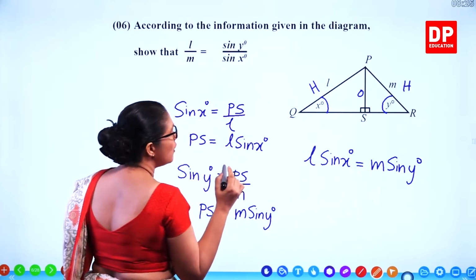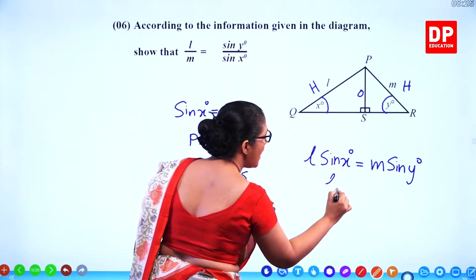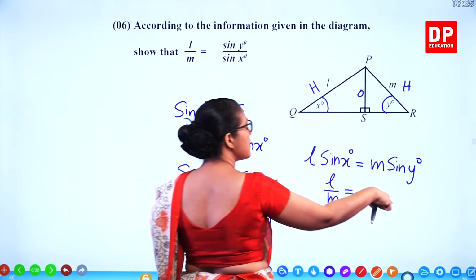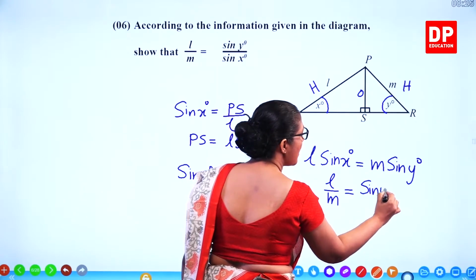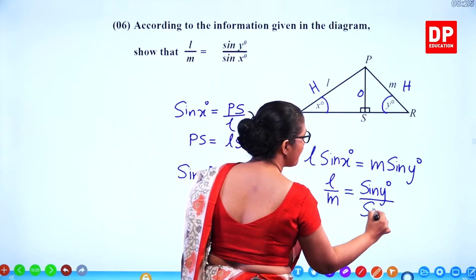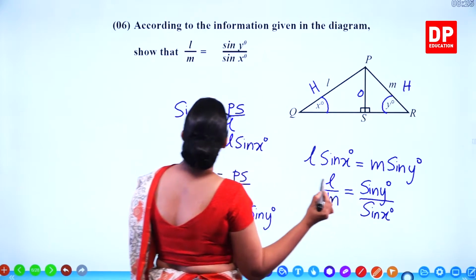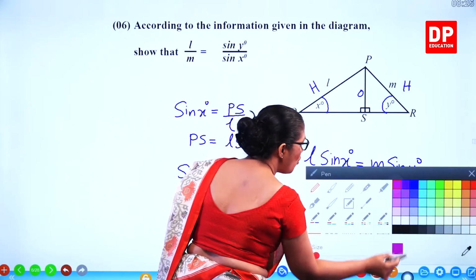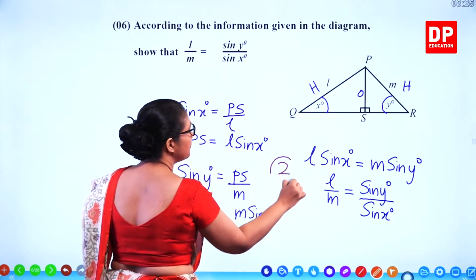So we need L over M. So take M to this side. L over M is equal to, we can take the sine X value down, sine Y over sine X. So that's what we need. So you get 2 marks for showing that.